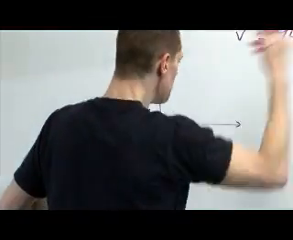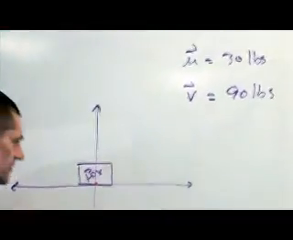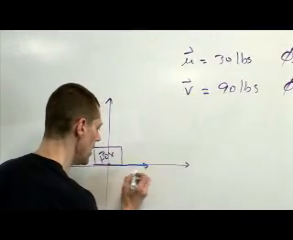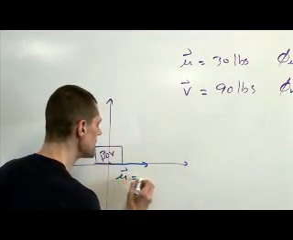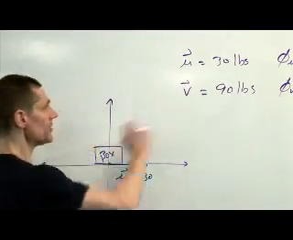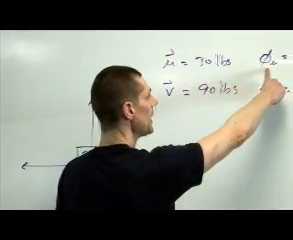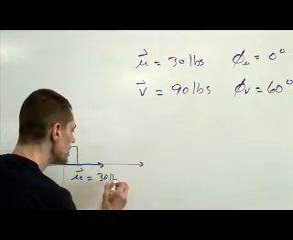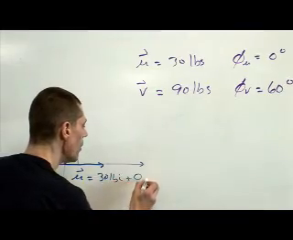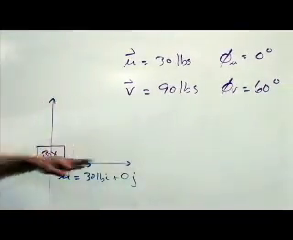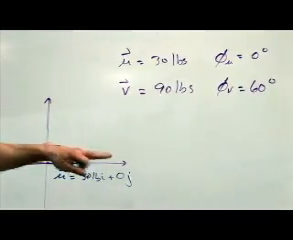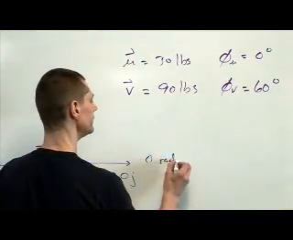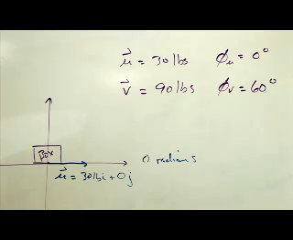So u is 30 pounds. This isn't scaled. It doesn't matter. I just need a picture to get my idea. So here's u, and this is 30 pounds. Notice its theta is 0, so we know that this is 30 pounds i plus 0 pounds j, right? Because the angle is 0 like this. This is 0 radians, which everybody in this class knows.